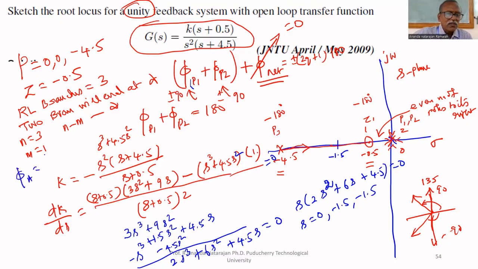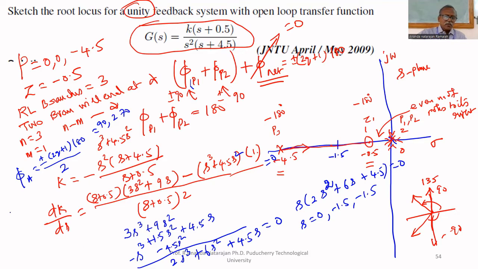Phi A equal to plus or minus (2q plus 1) 180 divided by (n minus m). How many zeros at infinity? 2. Therefore, 2 angles we have to find. n minus m equal to 2. When q equal to 0, 180 divided by 2 equal to 90 degrees. For q equal to 1, 3 times 90, 270. So the angles are 90 and 270.